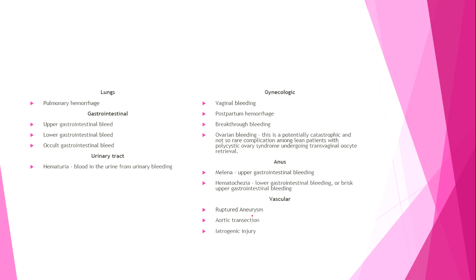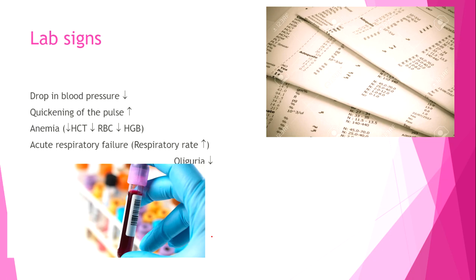Anus. Melena, which is an example of upper gastrointestinal bleeding. Hematochezia, lower gastrointestinal bleeding or brisk upper gastrointestinal bleeding. Vascular: ruptured aneurysm, aortic transection, iatrogenic injury. Lab signs: drop in blood pressure, quickening of the pulse rate, anemia, low hematocrit, low red blood cells and low hemoglobin, and acute respiratory failure, respiratory rate more than 21.